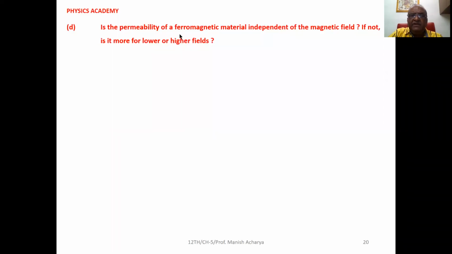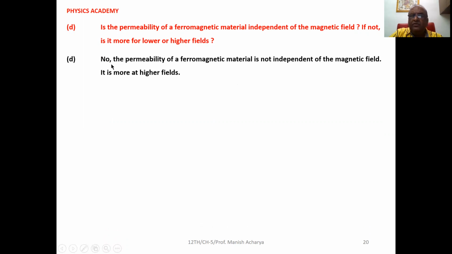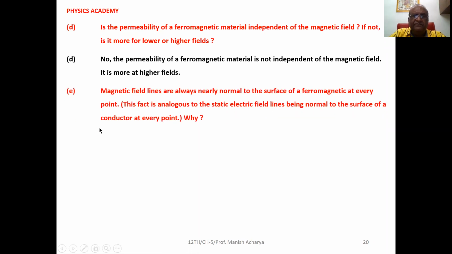D. Is the permeability of a ferromagnetic material independent of the magnetic field? If not, is it more for lower or higher fields? No, the permeability of a ferromagnetic material is not independent of the magnetic field. It is more at higher fields, directly proportional to the field.